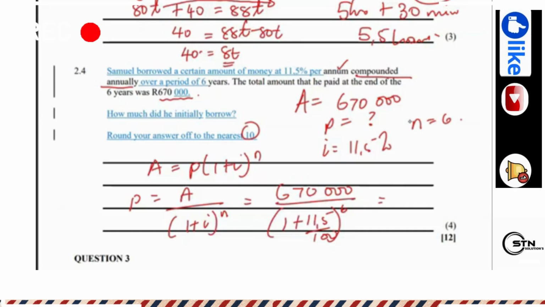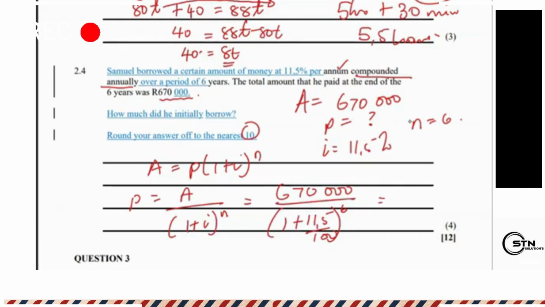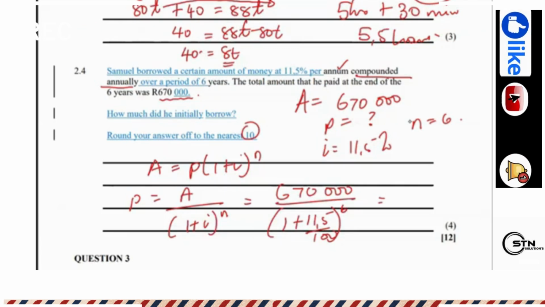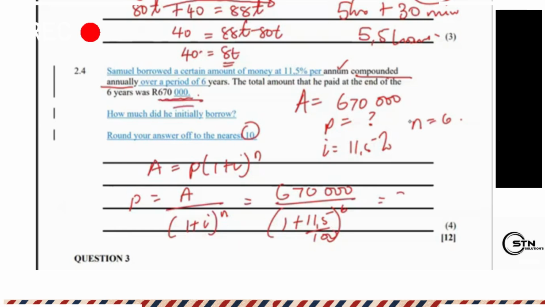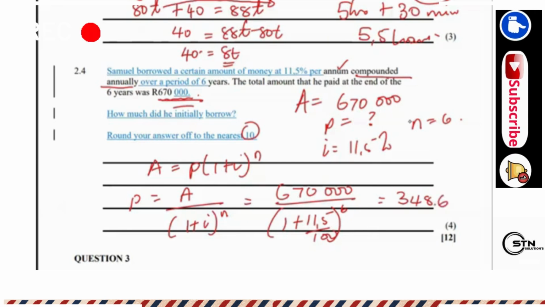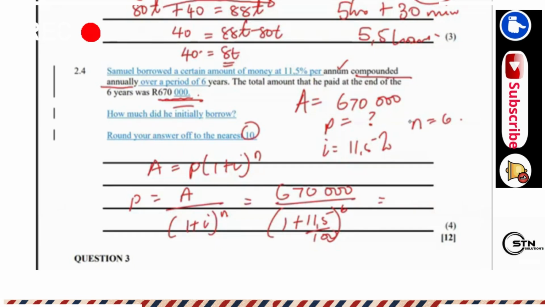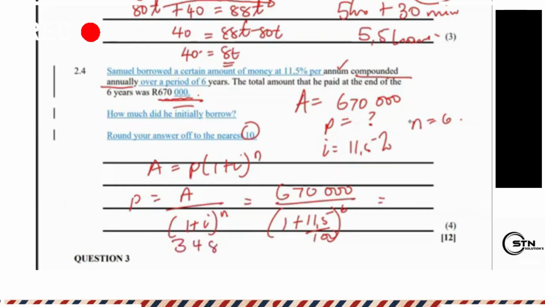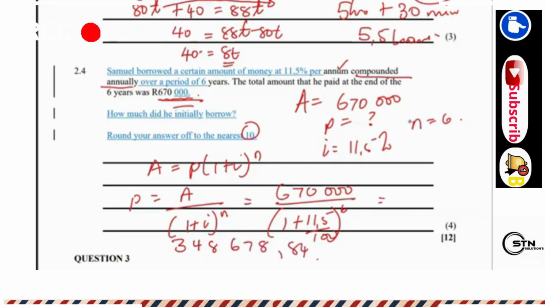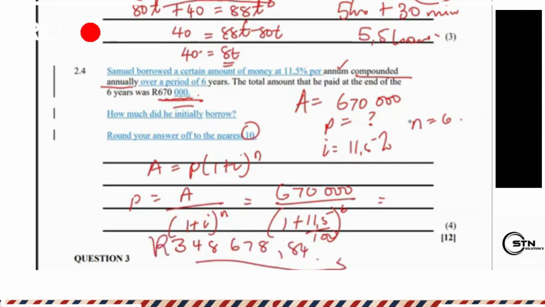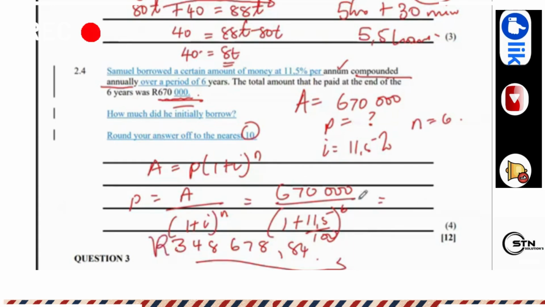Okay, they said the exponent of 6. So I'm getting a big number, which is, remember it was 607, but okay, this is going to be 348,684. Let me just rewrite it out again. Okay, so we're having 348,678.84. So this is how much this person invested for them to end up with that much.